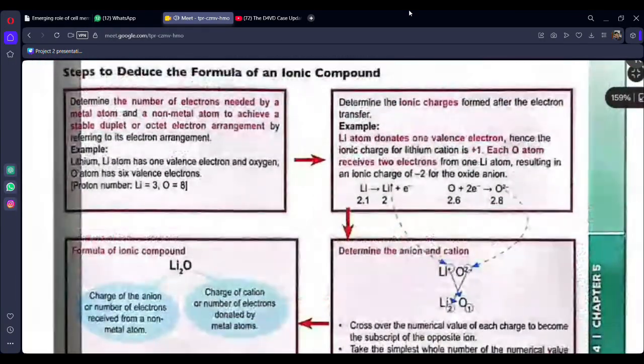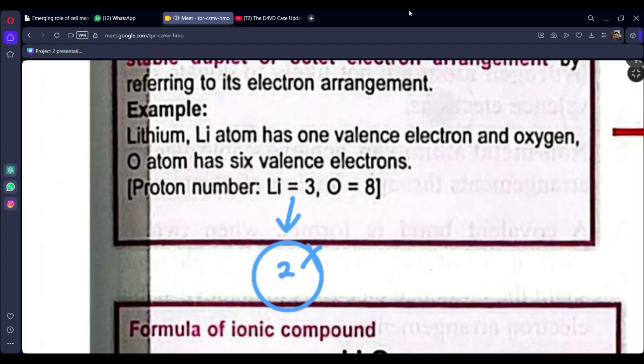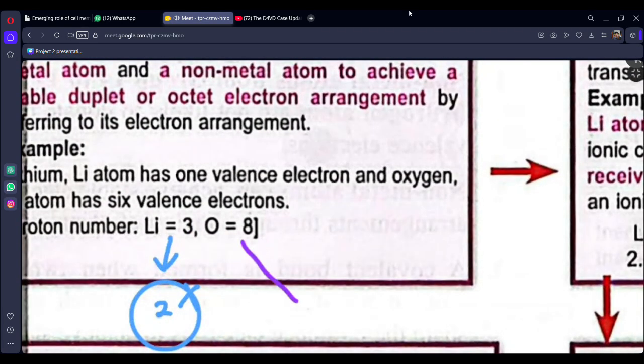Okay, so how am I going to form lithium oxide? How? First of all, lithium atom has 3 electrons. 2 will be inside, 1 valence outside. Okay, oxygen has 8 electrons. 2 will be inside, 6. Oops, sorry, I used dot lah. Okay, 6 will be outside.